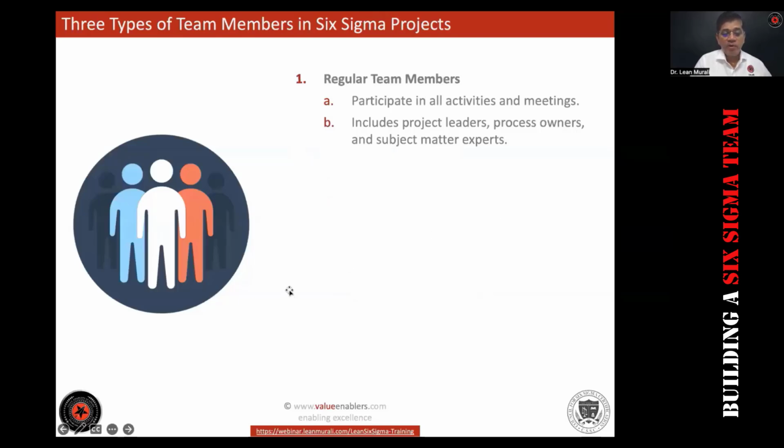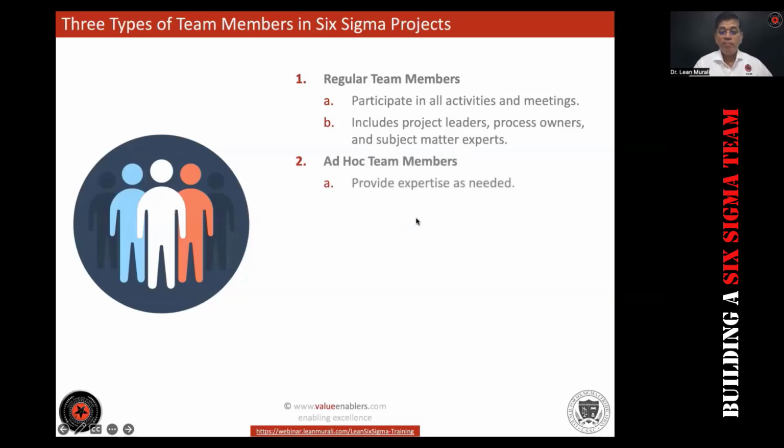The regular team members. I'm sorry, I didn't open the chat box. The regular team members participate in all activities. And who are the regular team members? Project leaders, process owners, and subject matter experts.